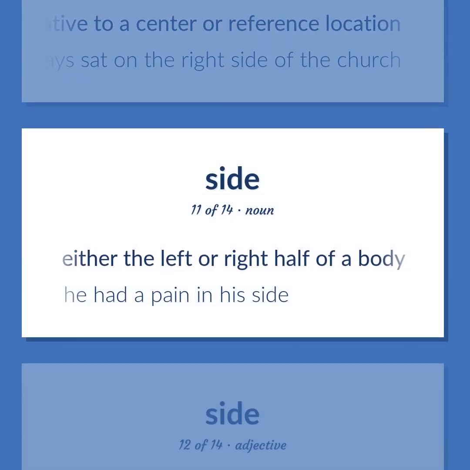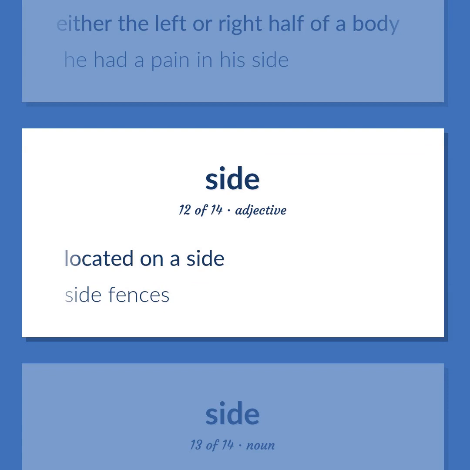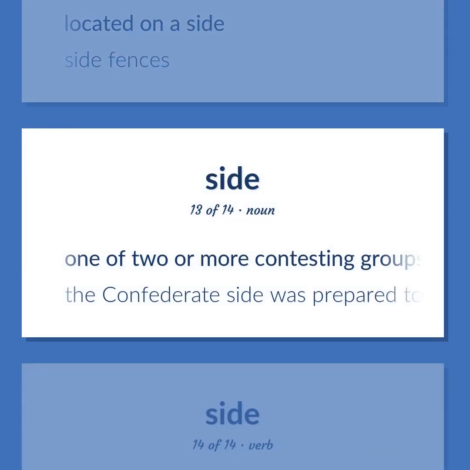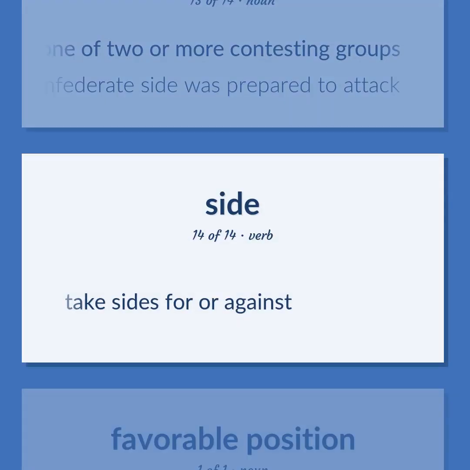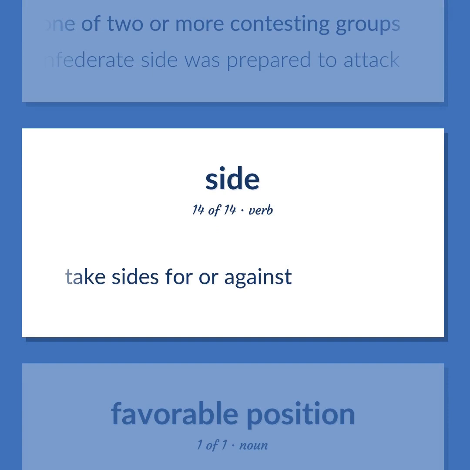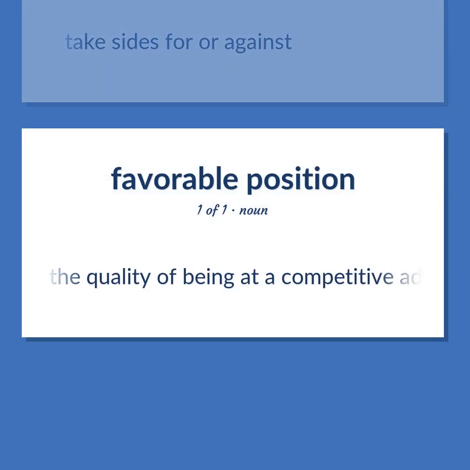Either the left or right half of a body. He had a pain in his side. Located on a side. Side fences. One of 2 or more contesting groups. The Confederate side was prepared to attack. Take sides for or against. The quality of being at a competitive advantage.